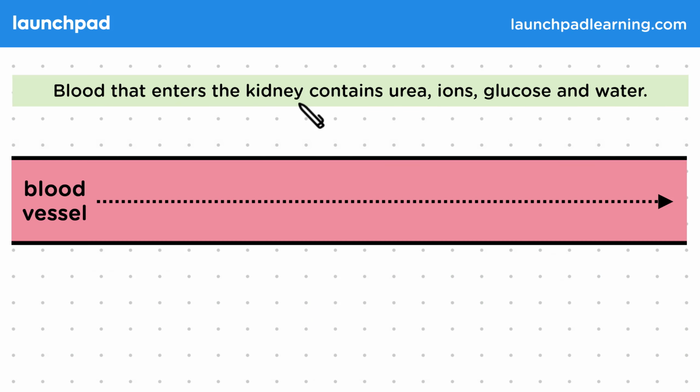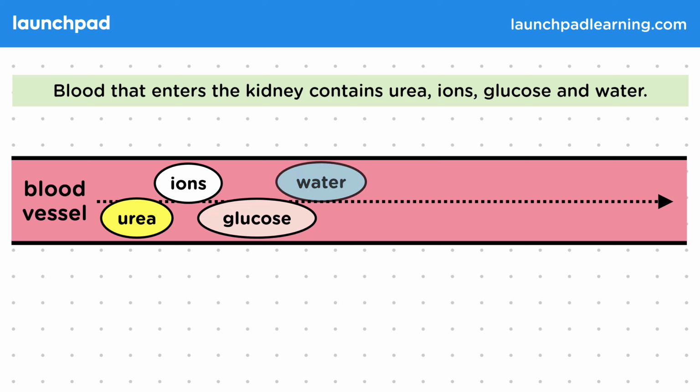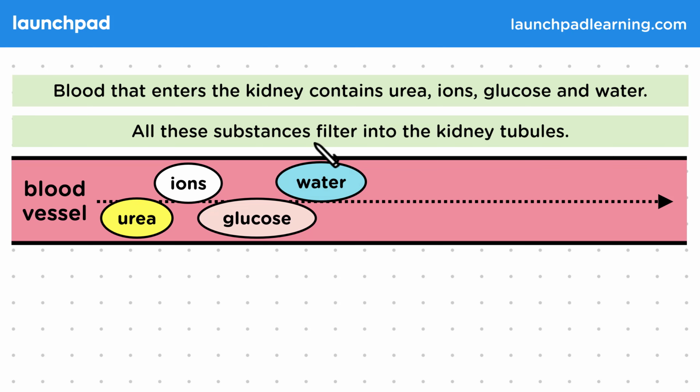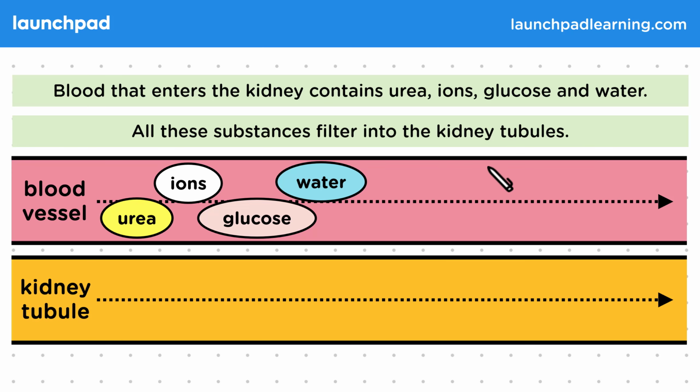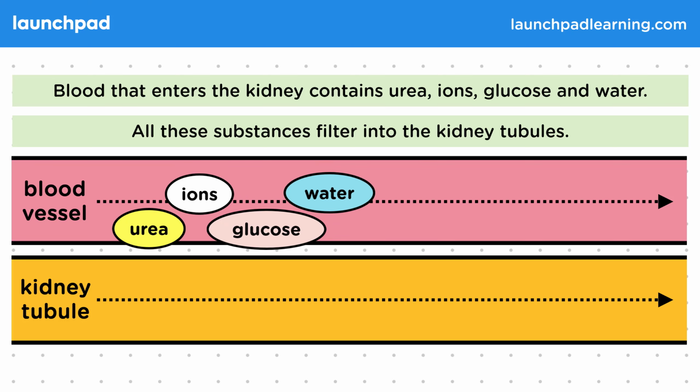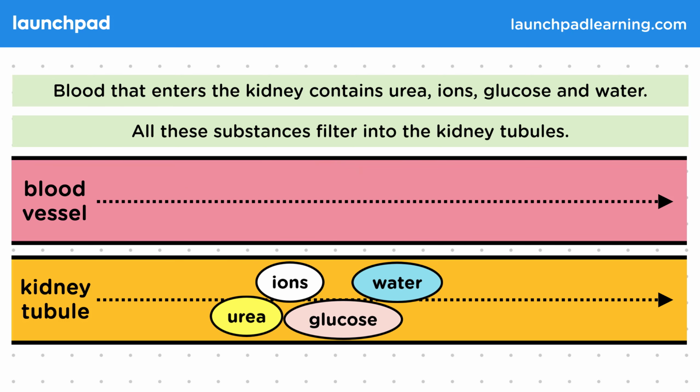Blood that enters the kidney contains urea, ions, glucose, and water. So inside this blood vessel inside the kidney, you would find urea, ions, glucose, and water. All these substances filter into the kidney tubules. Remember, the tubule runs alongside the blood vessels. So they're going to be transferred from the blood into the kidney tubule by filtration. Filtration is going to be defined in detail later on. So now these substances have filtered out of the blood, what happens next?